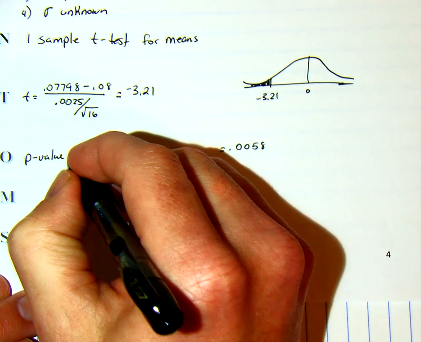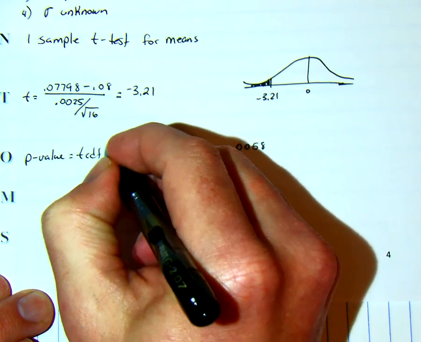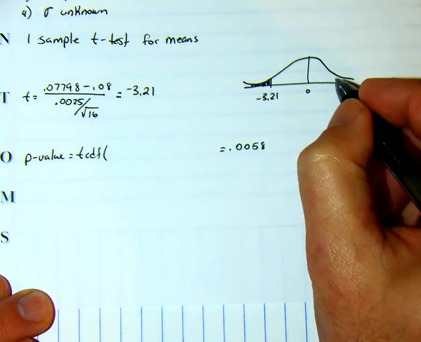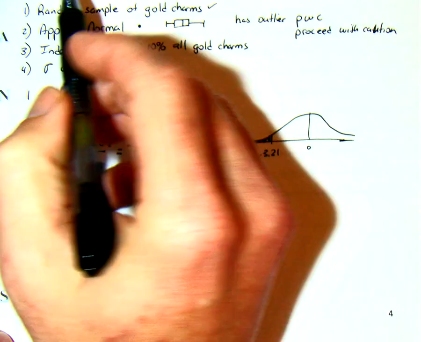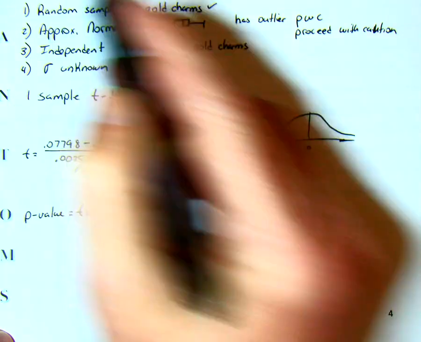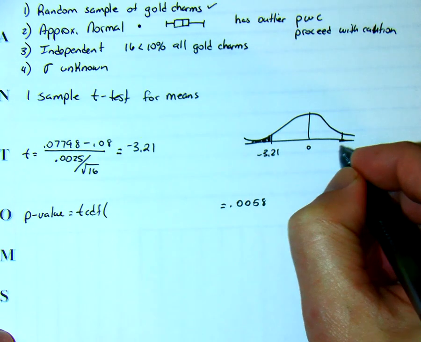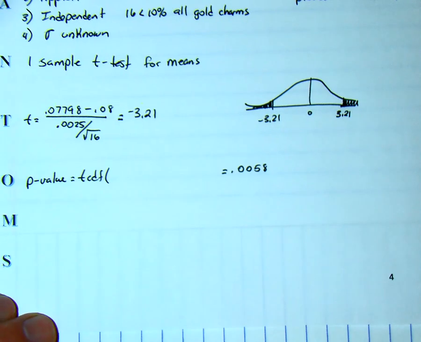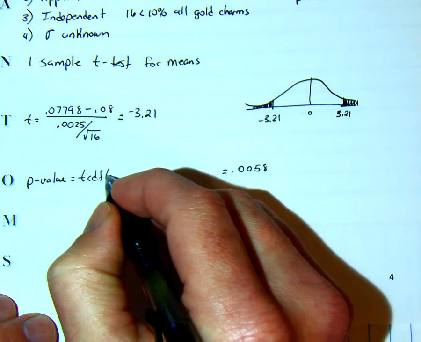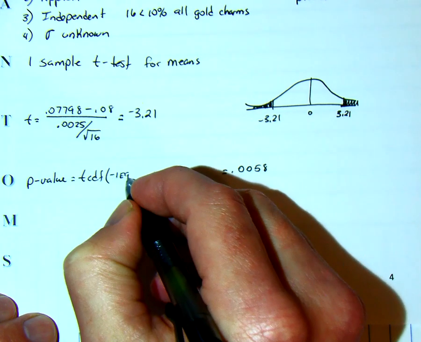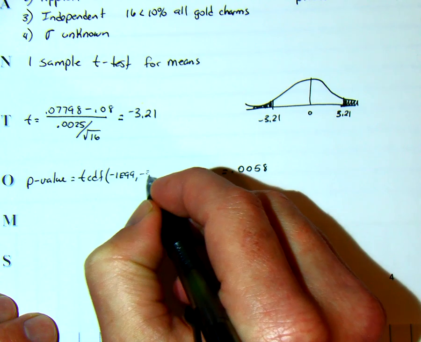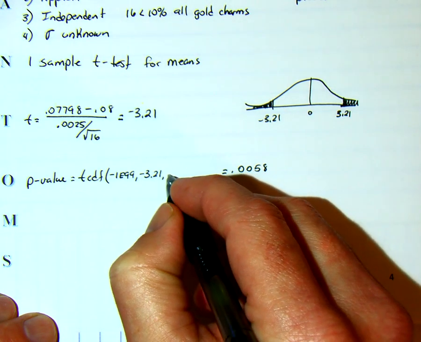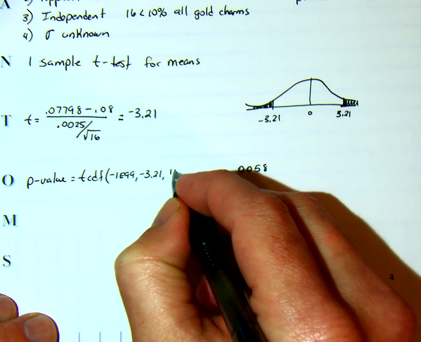So this is going to be found by taking a t-CDF of, since we illustrated the left-hand tail. However, let's go back up to my alternate hypothesis. My alternate hypothesis was a not equal to, so that means over here at 3.21, we're going to have an area over here as well. So it doesn't matter which way you go. I'm probably going to go with negative 1e99 to negative 3.21, just because the last time I did a t-CDF, it was a left. And my degrees of freedom is going to be 15.